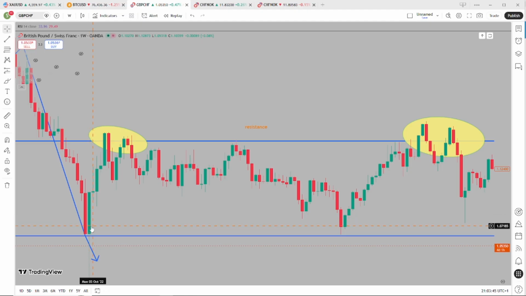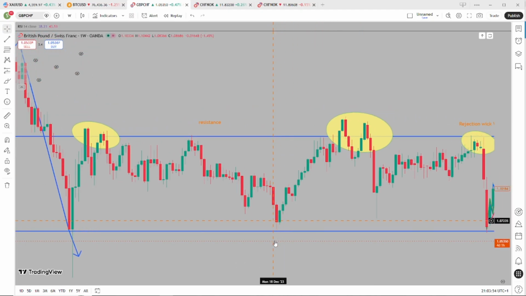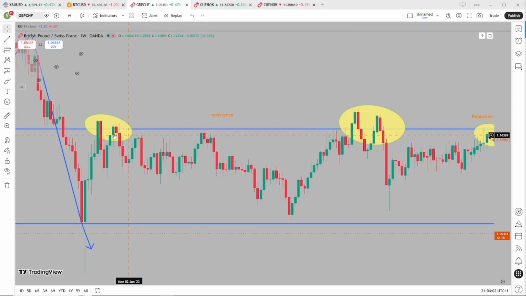So boom, price has come down to here. It's come up to here again. It's come down, it's come up, it's come down. It's essentially consolidated in this range. It's got down to the bottom, probably tried to break through again. It's gone back up. It's actually broken through both times here. But in my eyes, I just see these as draws of liquidity.